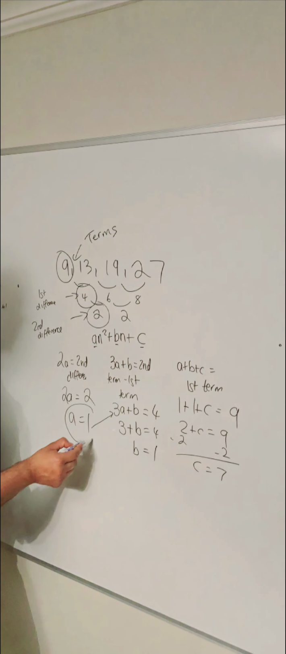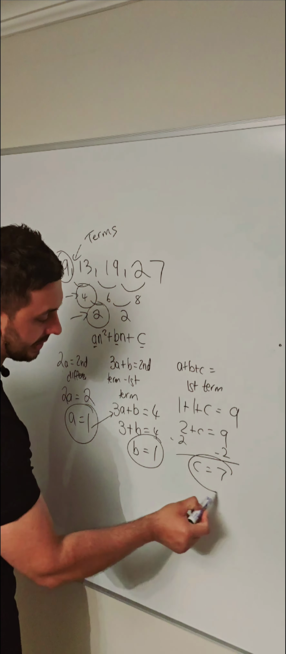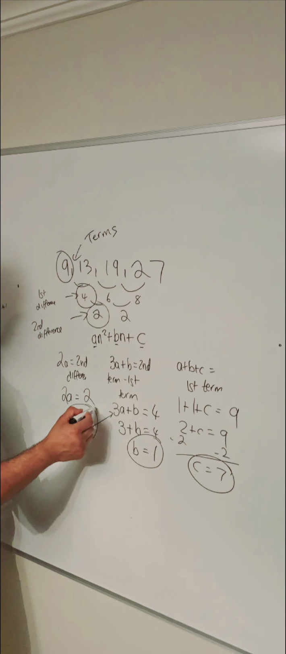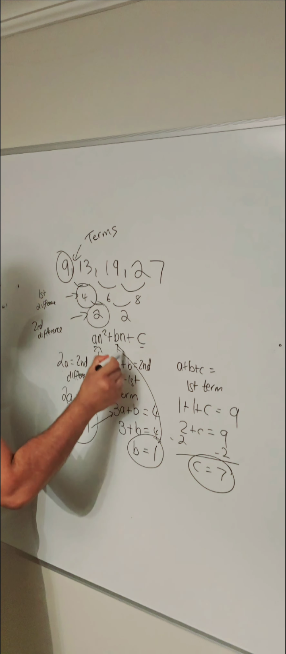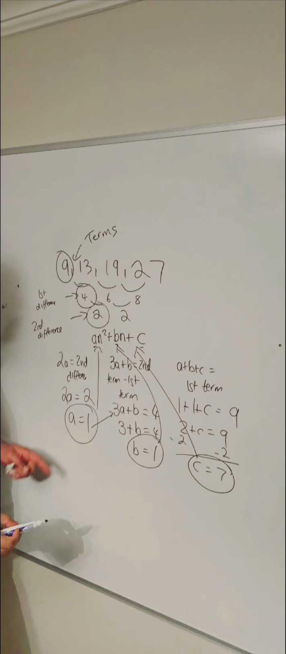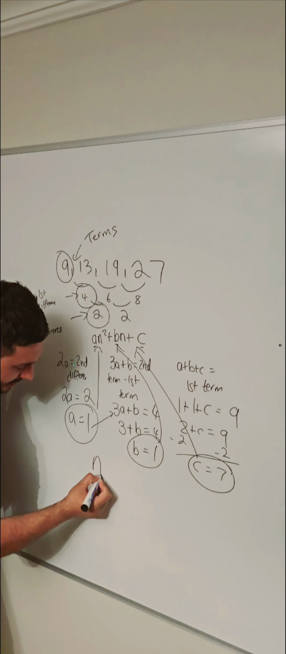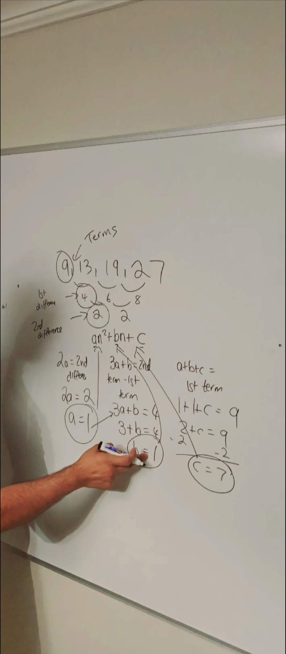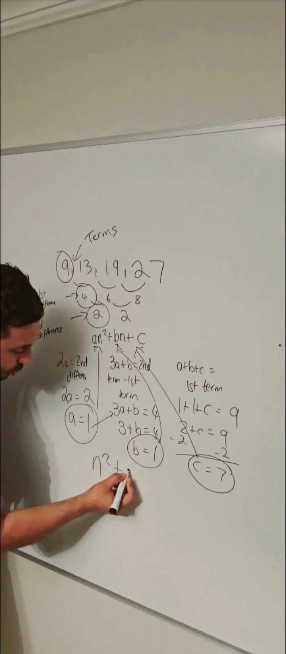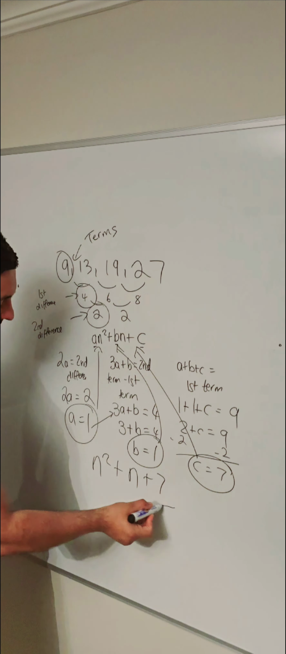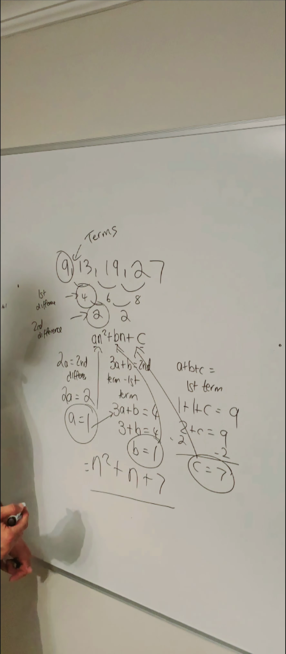Now, I've got the values of a, b, and c. What I'm now going to do is substitute them into here. So therefore, the value of a is 1. So that gives us 1n squared. The value of b is also 1. So it's just going to be 1n. And finally, c has a value of 7. So that's my final answer, guys. N squared plus n plus 7.